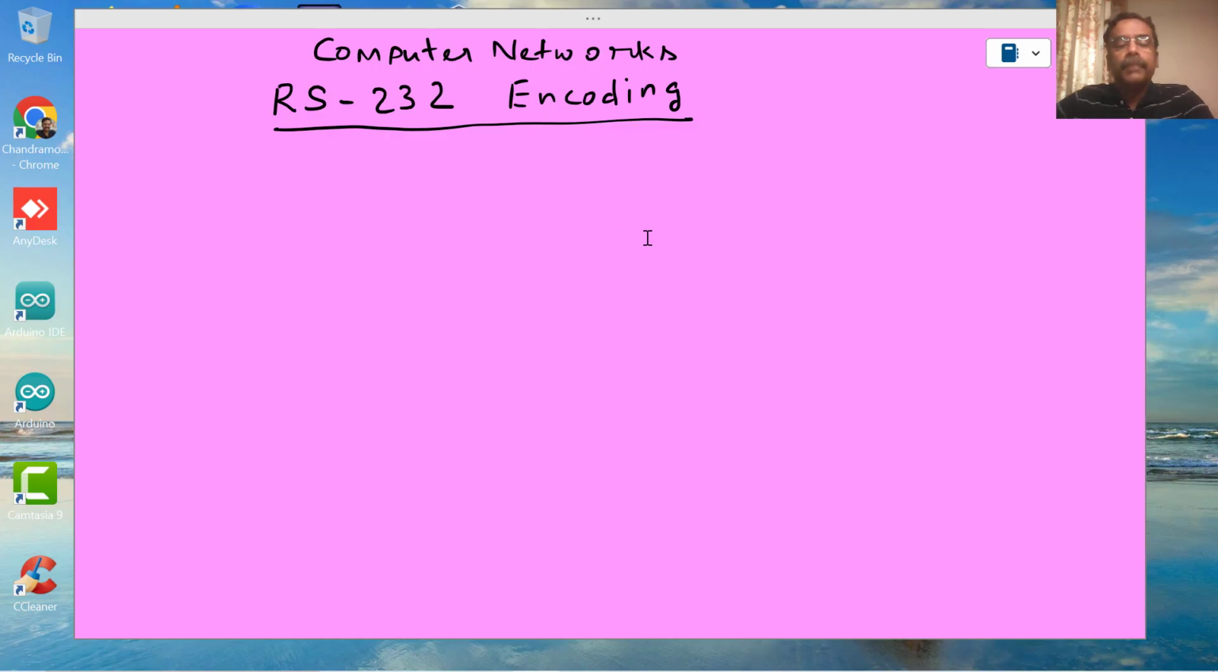Hello, welcome to this computer networks topics. Here we are going to talk about RS232, a standard serial communication protocol.